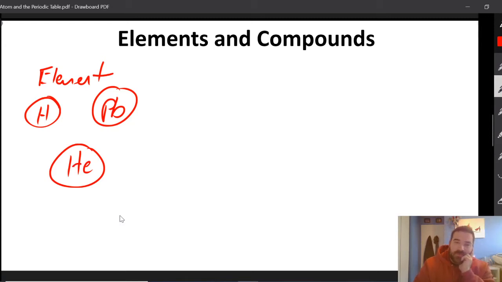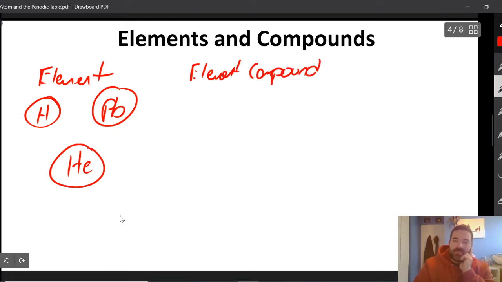We can also have elemental compounds. A compound is something made up of more than one atom. An elemental compound is a molecule made up of more than one of the same type of element.